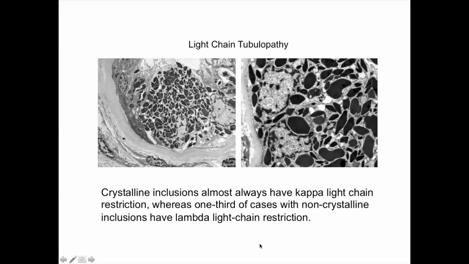With lambda chain restriction, we don't see these crystalline inclusions, and the diagnosis is made on the findings of the IF. In lambda chain we are less likely to find the crystals, and the diagnosis is made only on the IF. In kappa we are more likely to see these rhomboid crystals in the tubules on electron microscopy. Okay, the glomeruli look normal.